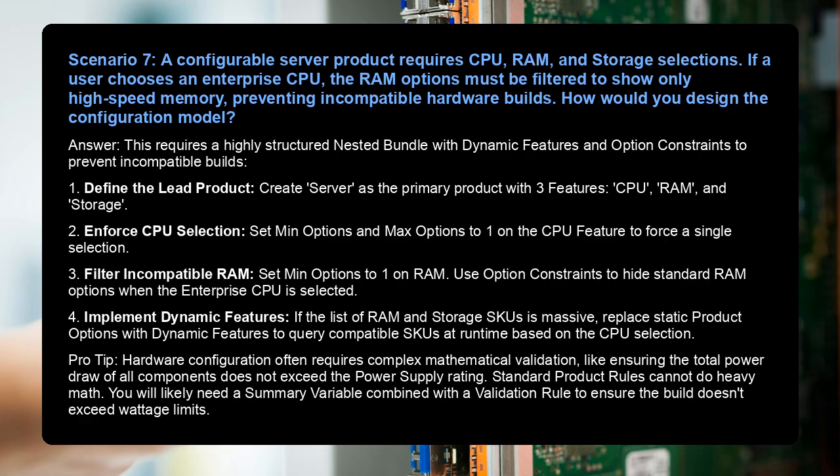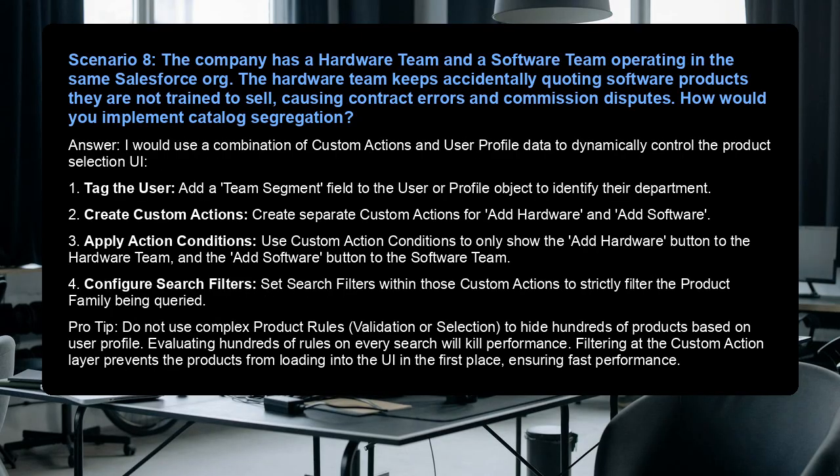Standard product rules cannot do heavy math. You will likely need a summary variable combined with a validation rule to ensure the build does not exceed wattage limits. Scenario 8. The company has a hardware team and a software team operating in the same Salesforce org.